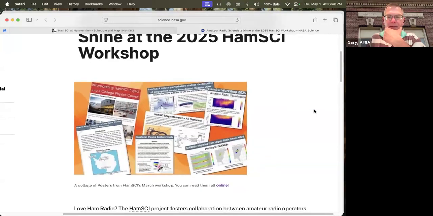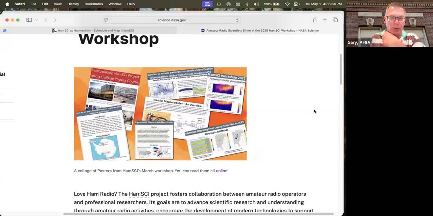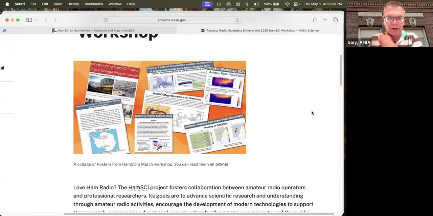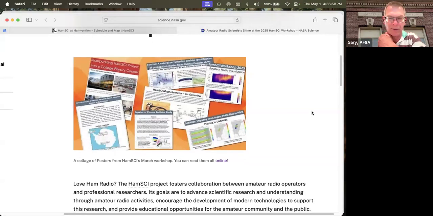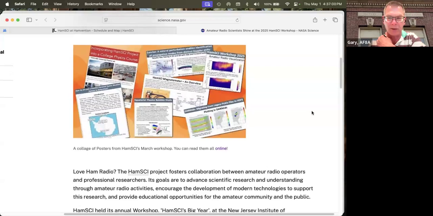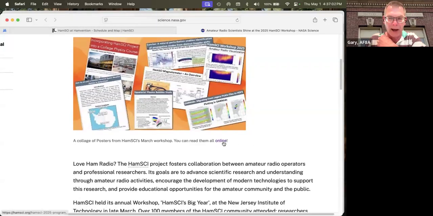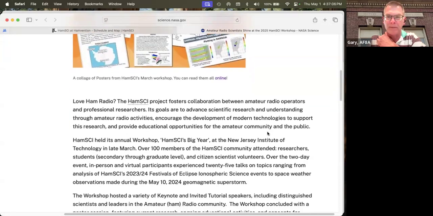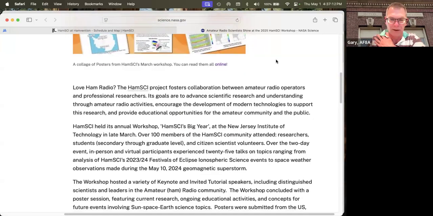I couldn't find a photo of the group. I know we took some group photos, but I couldn't find one, so I put together a collage of some of our posters to give a little bit of visual interest. Mark Kushner from NASA liked that, and so that's what went up there. We've got links back to the workshop program so people can read the posters. I will put this in the chat so folks can look at it at their leisure.